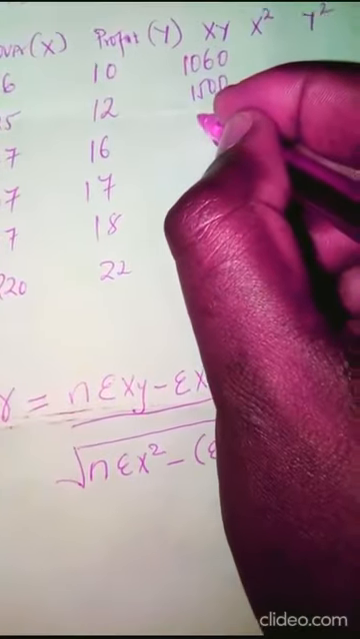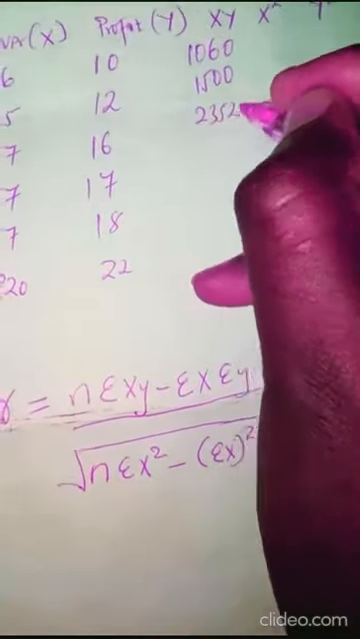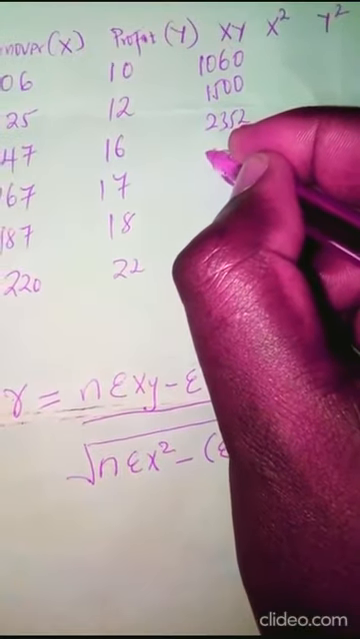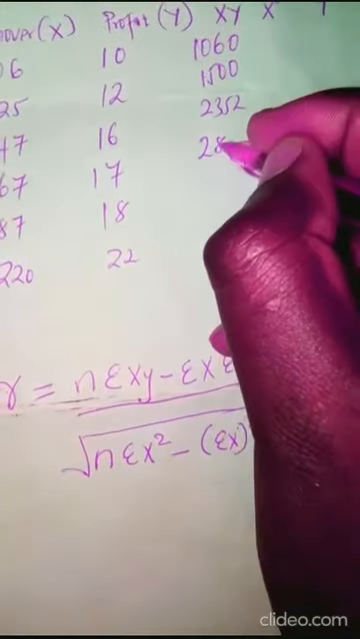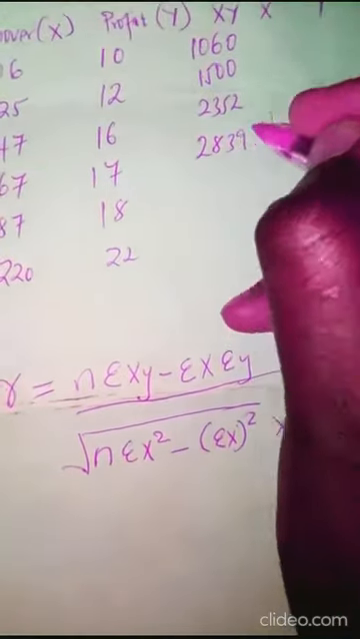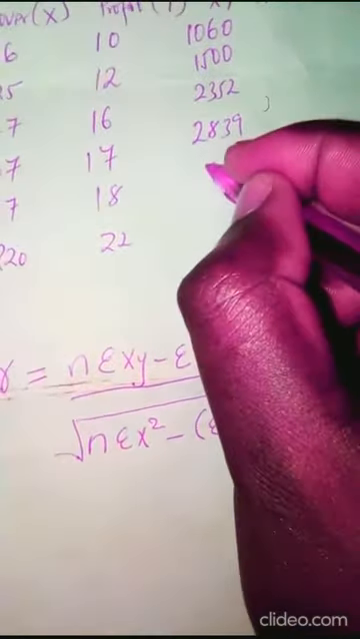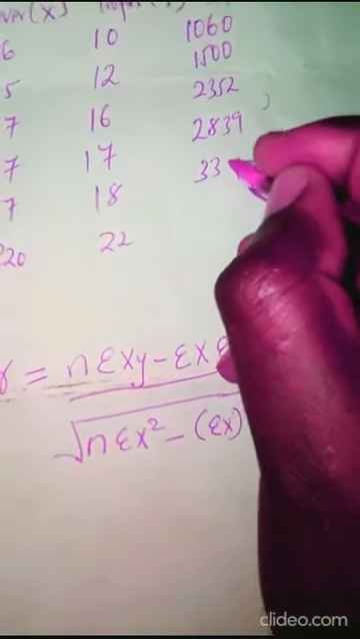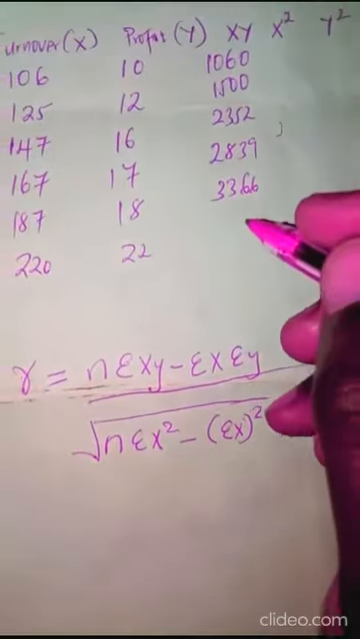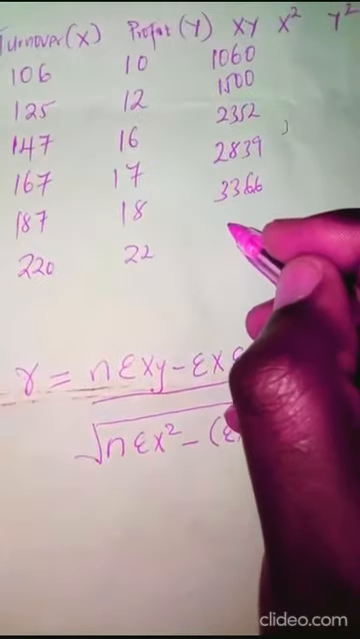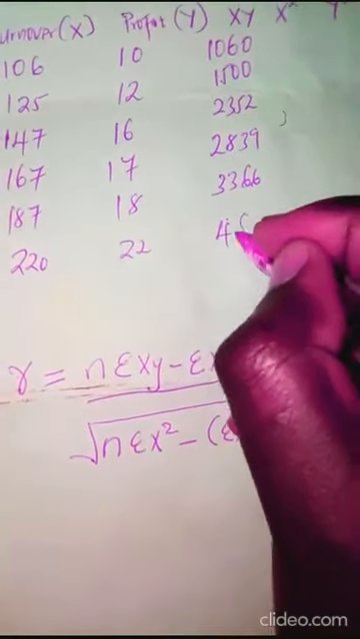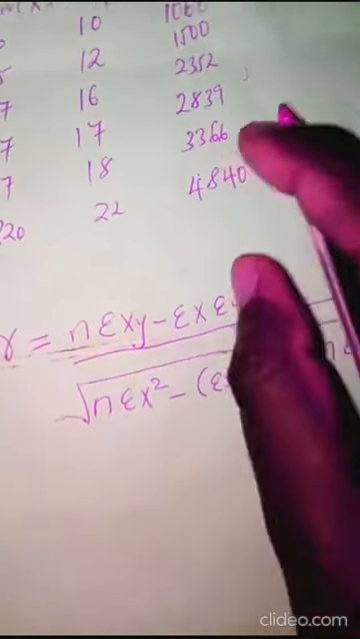Then we have 147 by 16, which gives us 2352. Then we have 167 by 17, which gives us 2839. Then we have 187 by 18, which gives us 3366. And then finally we have 220 by 22, which gives us 4840. So those are the values of xy.